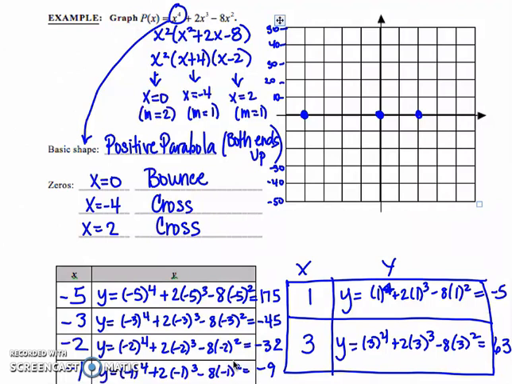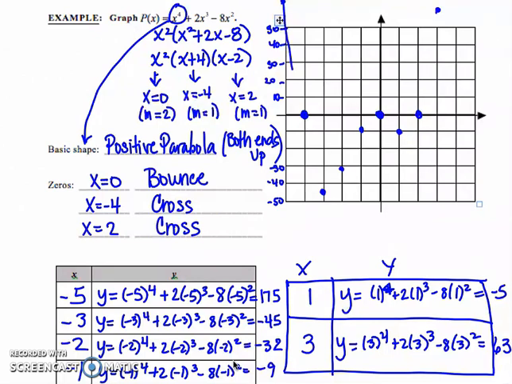Okay, so when I plot these points, negative 5, 175, that is off the charts, somewhere way up here. Then when x is negative 3, I'm at negative 45, so right there. When x is negative 2, I'm at negative 32, so right there. When x is negative 1, I'm at negative 9, right there. Then I bounce. Then when x is 1, I'm at negative 5, and then I cross. And when x is 3, I'm way up at 63, which is about right there.